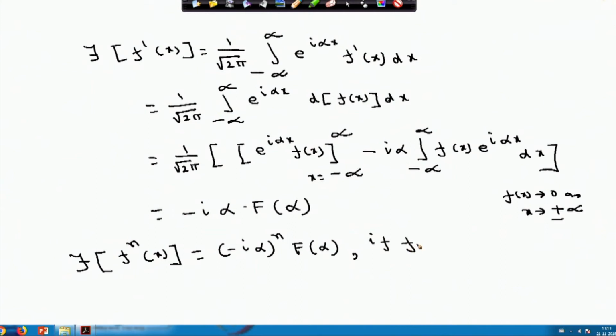Obviously, if f', f'', and so on up to the (n minus 1)th derivative approach 0 as x approaches plus or minus infinity. In the same way, by induction I can prove this one. You can try it on your own, that the Fourier transform of f^(n)(x) equals (minus i alpha) to the power n into F(alpha), where the condition is, please note this one, that f', f'', up to f^(n-1)(x) approach 0 whenever x approaches plus infinity or minus infinity.